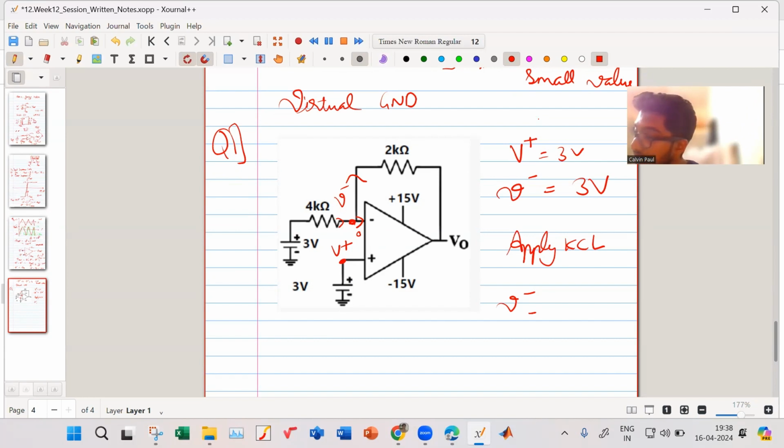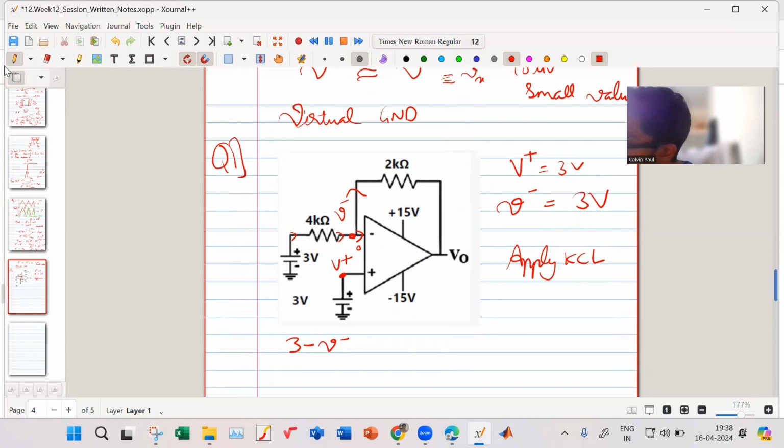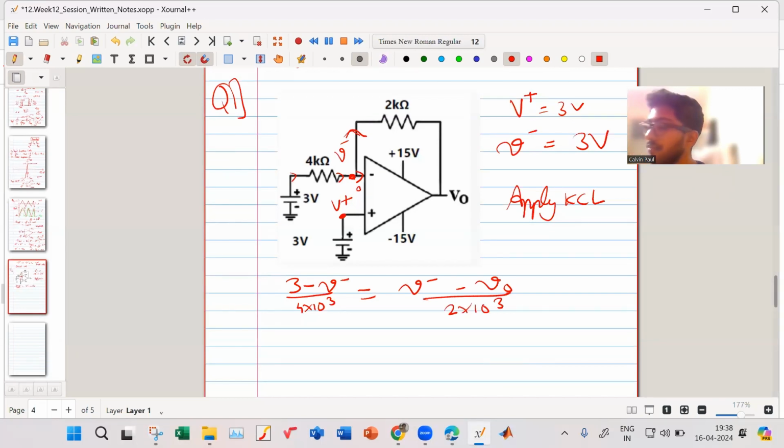So that means this one. What is this current? This current over here is actually (3 minus V minus) upon 4 kilo ohm, right? Yes, sir. That is equal to the current flowing here. And that current is how much? (V minus 3 minus V naught), V output, by 2 kilo ohm, 10 to the power 3.